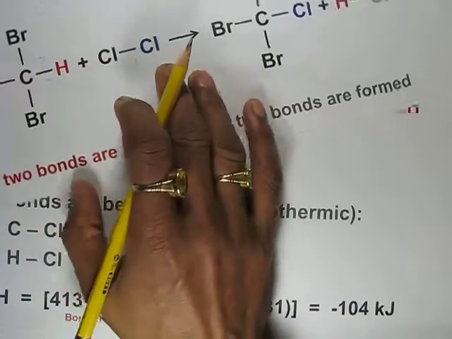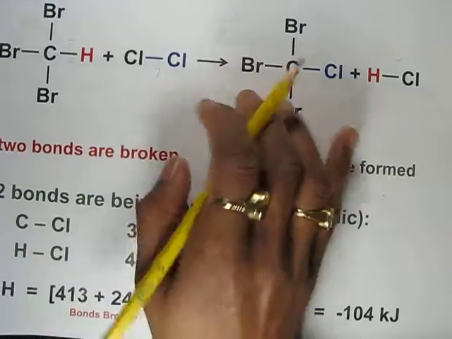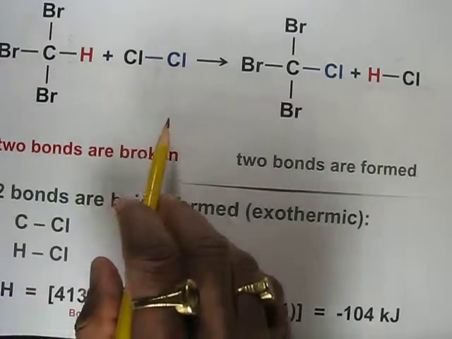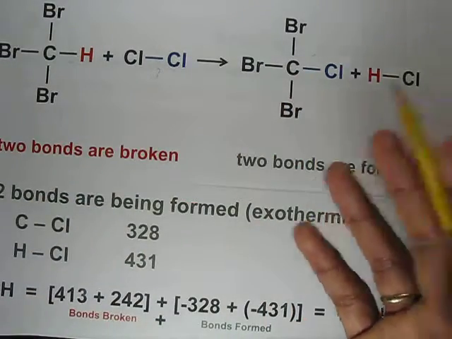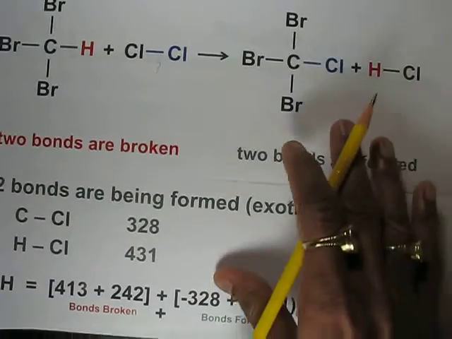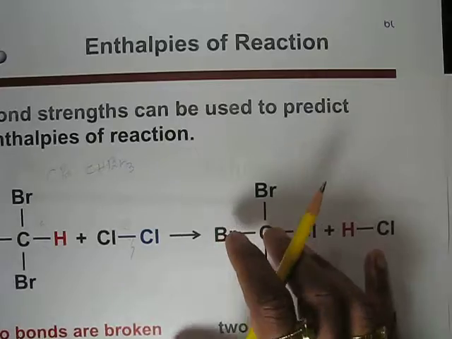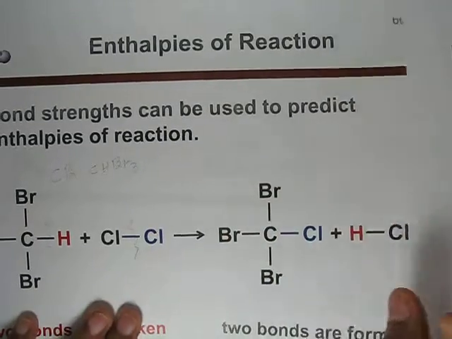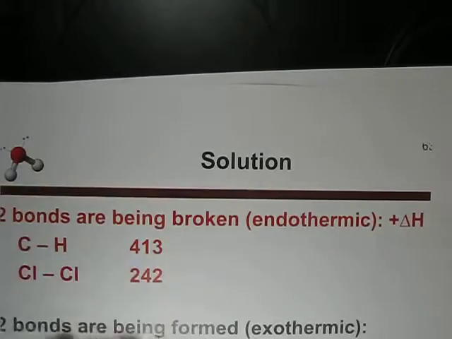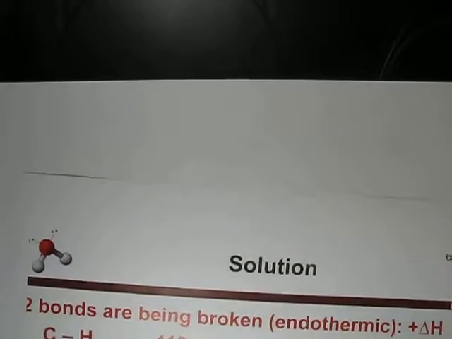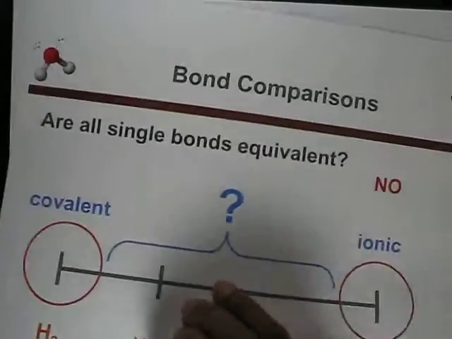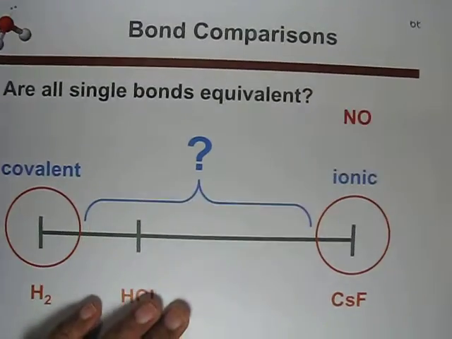When these two reactants react together, they release some energy. So this is the way we can calculate the strength and enthalpies of the bonds using the Lewis dot structure. And the last slide of this video is bond comparison.